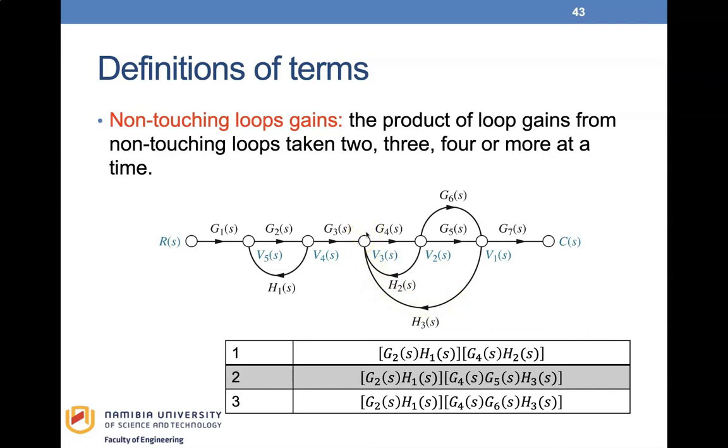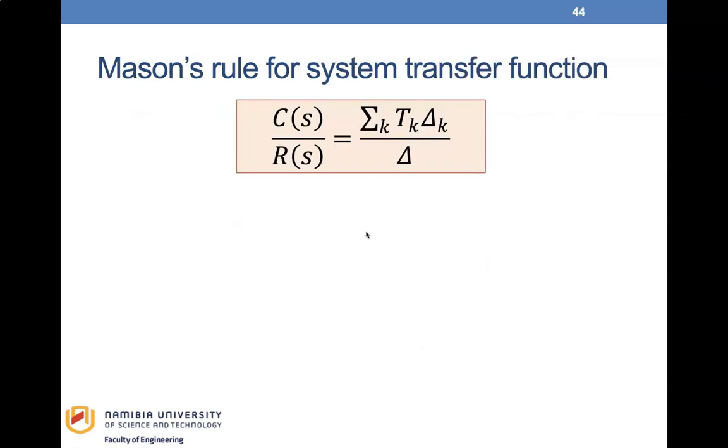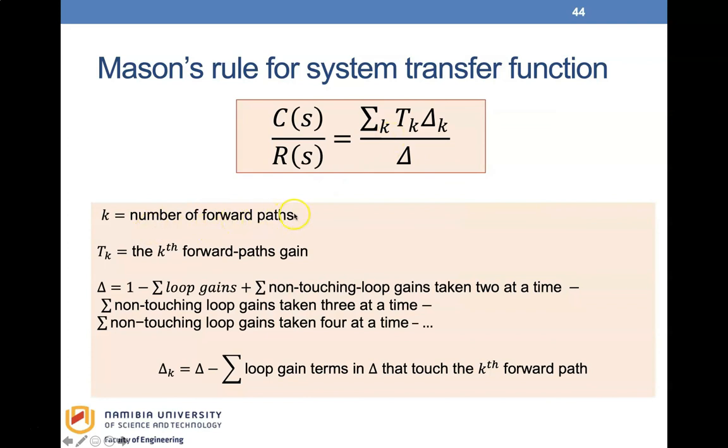We are now ready to state Mason's rule. It states that the transfer function C(s)/R(s) of a system represented by a signal flow graph is given by this equation, where K is the number of forward paths, T_K the kth forward path gain, and delta is equal to 1 minus the sum of loop gains, plus the sum of non-touching loop gains taken 2 at a time, minus the sum of non-touching loop gains taken 3 at a time, minus the sum of non-touching loop gains taken 4 at a time, and it goes on and on.